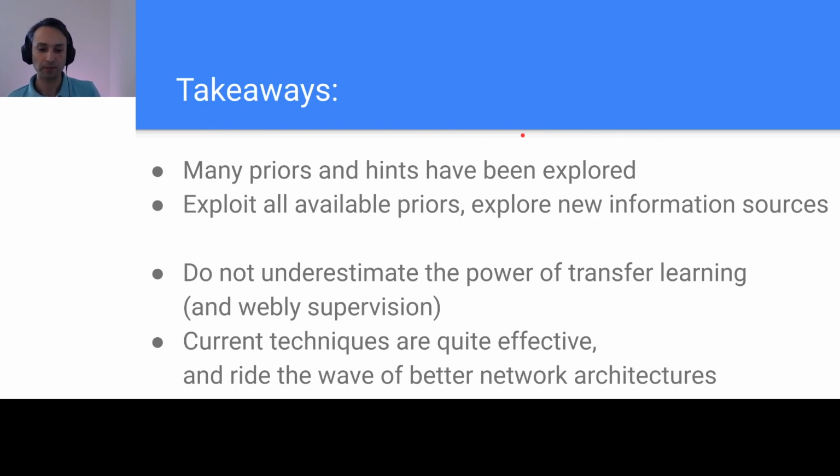And I also want to mention that when you look at the numbers, the current techniques in weakly supervised segmentation are actually quite effective. And many of them ride the wave of better network architectures. So you can use the same technique, update the model, and you will get better results, at least in absolute numbers, and potentially also in relative terms with respect to the fully supervised case. So for now, this field seems to be quite promising, and I hope you have learned something interesting today, and that you will think about this framework when you read new papers, and also use this framework to create your new papers in this area.